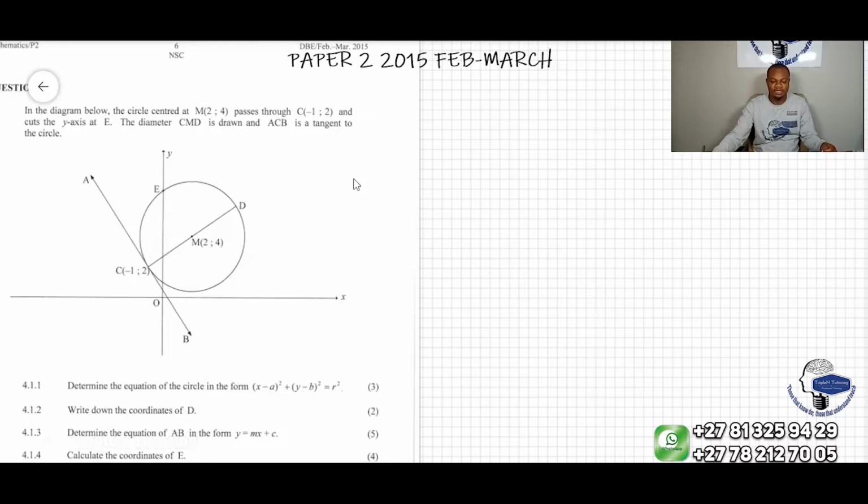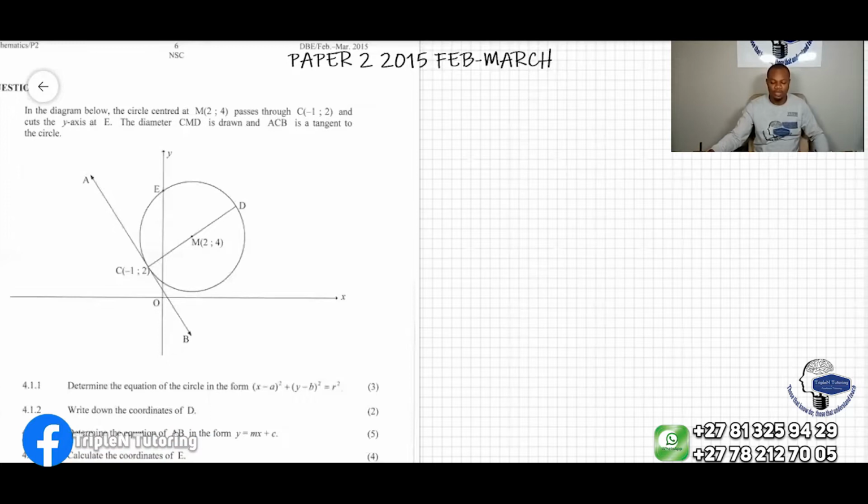First of all, as we can see, there we have the circle, and then the center M is given by (2, 4), and it passes through the point C, and it cuts the y-axis here at E, and the diameter CMD is drawn. The diameter CMD is this one, and ACB is tangent, so this line ACB is tangent to the circle.